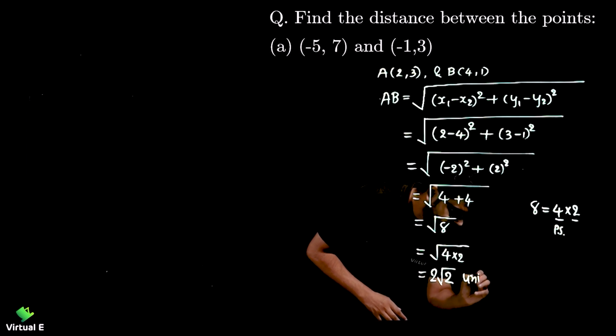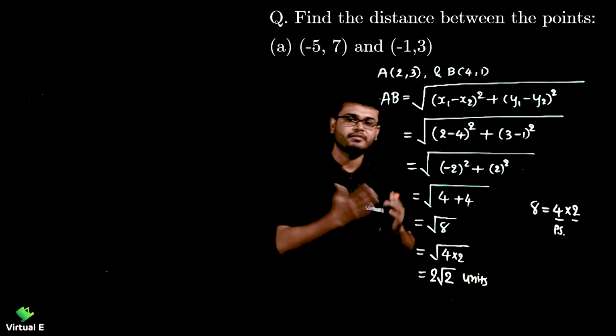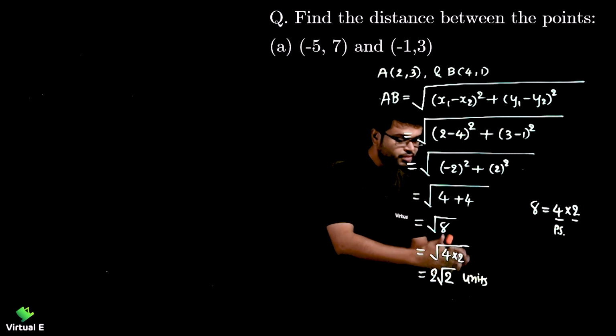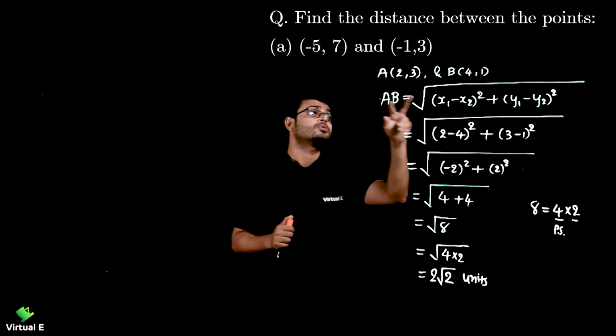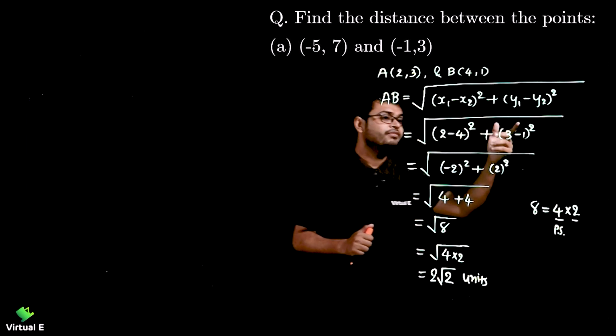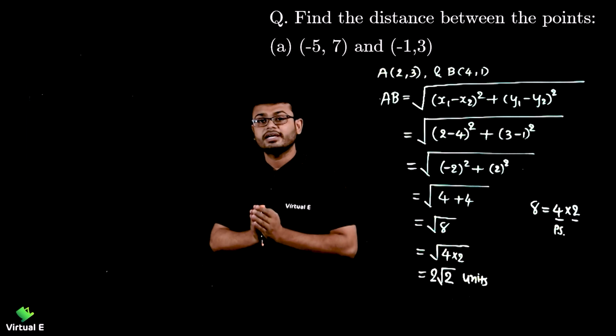And here you need to write the units. Unit means either it can be centimeter, meter, kilometer, whatever. We don't know. So we write it for the purpose of understanding that there must be one unit. So you need to get 2 points, then apply the formula, simplify. If you can take the square root, then take it.